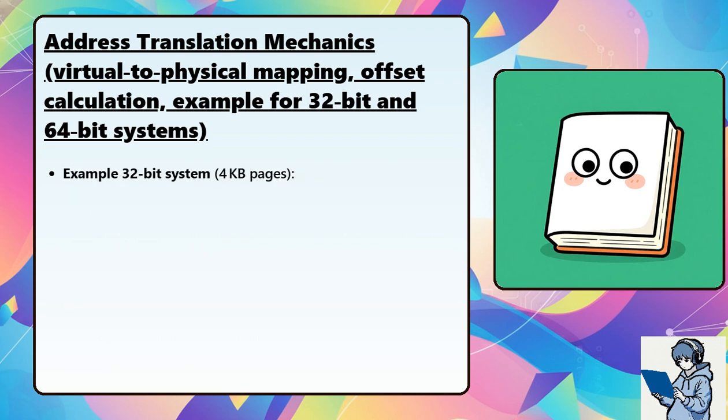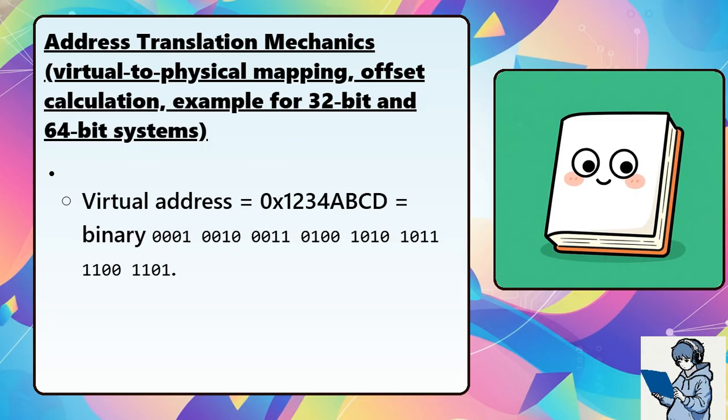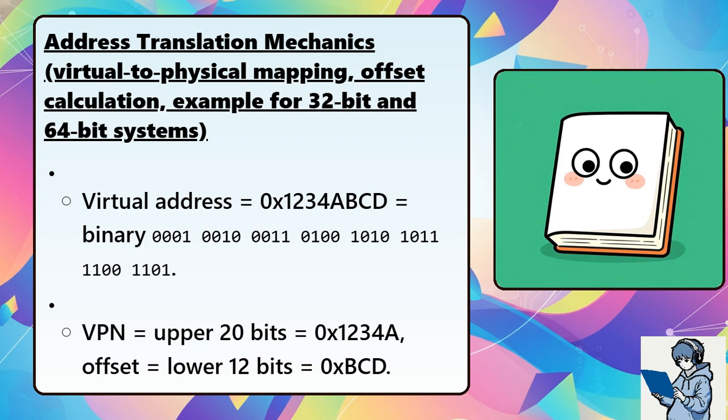Example: 32-bit system, 4 kilobyte pages. Page size equals 2 to the 12 equals 4096 bytes. Offset equals 12 bits. Virtual address equals 0x1234ABCD, which in binary is 0001 0010 0011 0100 1010 1011 1100 1101. VPN equals upper 20 bits equals 0x1234ABCD shifted, that is 0x1234A. Offset equals lower 12 bits equals 0xBCD.